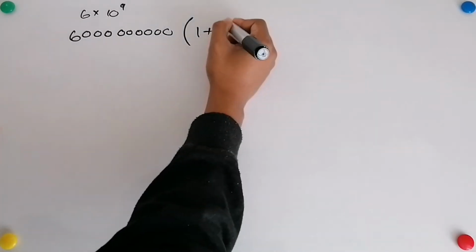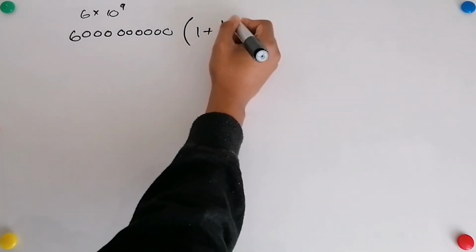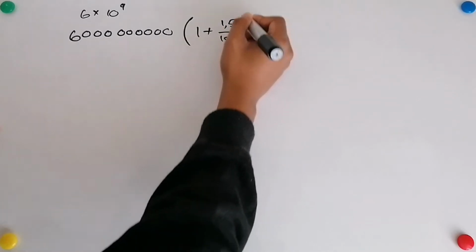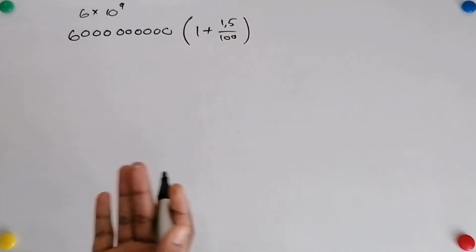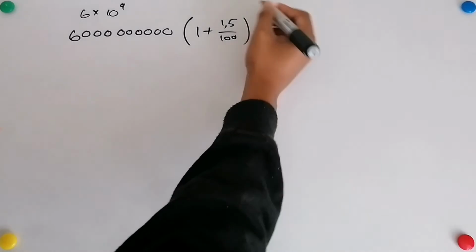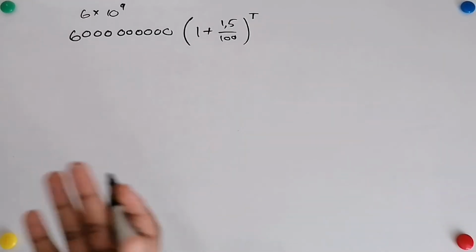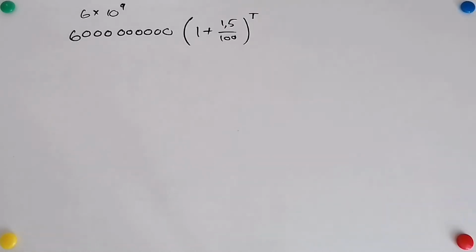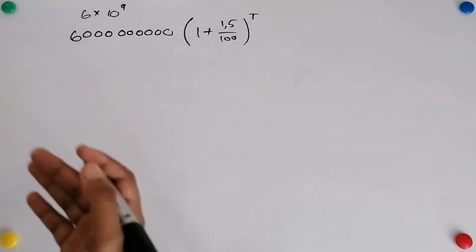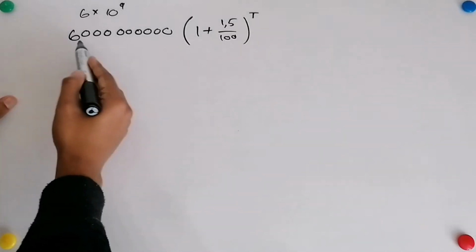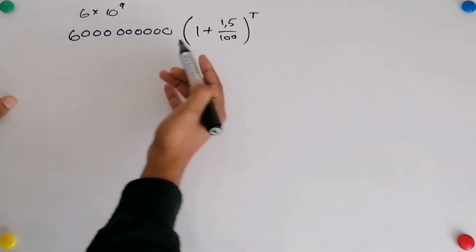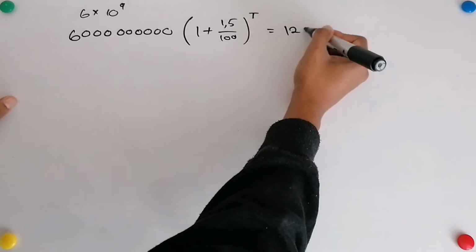So the interest is 1.5%. And then it's to the power of how many years. We don't know the number of years, so they're just making it t for time. So t number of years. And the question is, when will this population double? So when will it go from 6 billion to 12 billion?